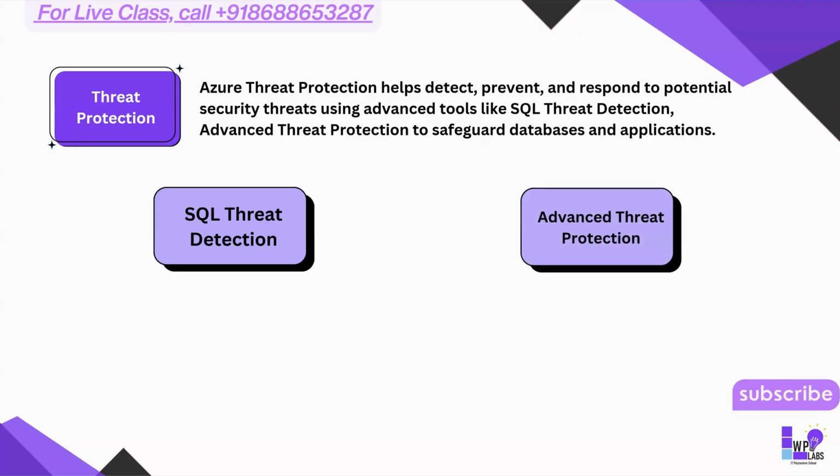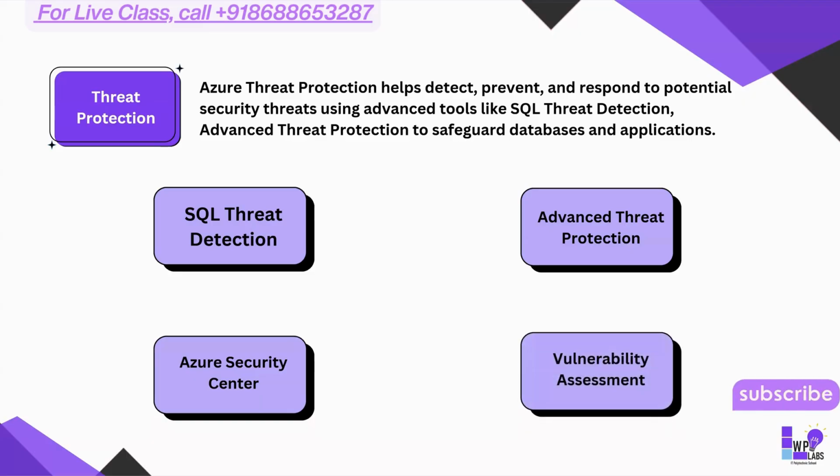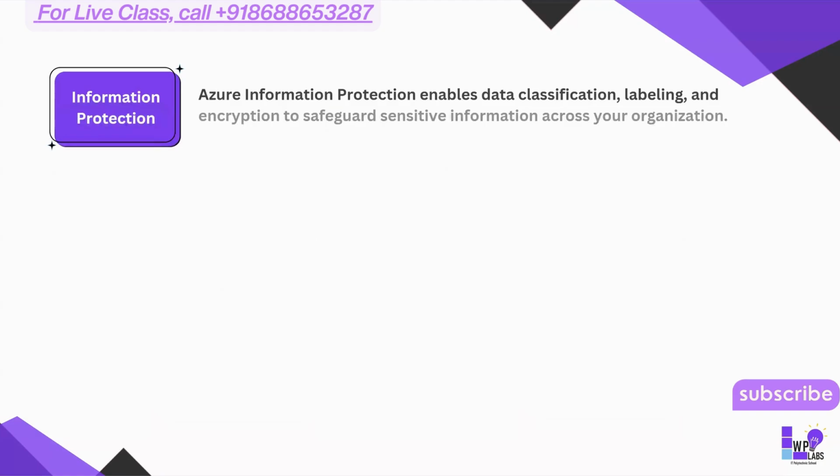What is advanced threat protection? It can detect and alert on potential threats, including unusual or suspicious activities like SQL injection and data exfiltration. Some of those are ATP. We can also talk about Azure Security Center, which continuously monitors for threats across your Azure resources. Finally, vulnerability assessment automatically scans your database for missing patches, updates, or misconfigurations.